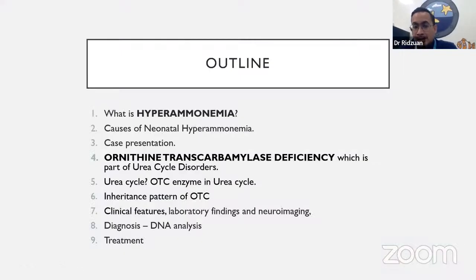So the outline of my presentation is: what is hyperammonemia, the causes of neonatal hyperammonemia, and I will give you one case presentation that occurred in our hospital. Ornithine transcarbamylase deficiency, which is a part of the urea cycle defect. What is the urea cycle? The ornithine transcarbamylase deficiency enzyme in the urea cycle. The inheritance pattern of OTC, clinical features, laboratory findings and imaging, diagnosis based on DNA analysis, and the treatment.